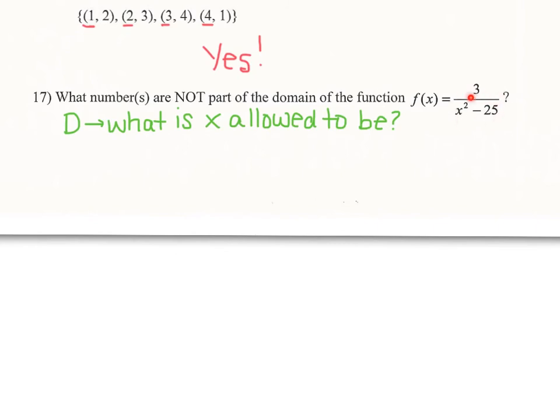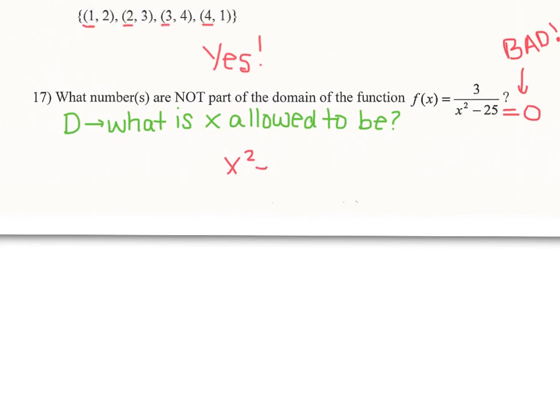X is located in the bottom of a fraction in this problem, and that bottom of the fraction cannot equal 0. Okay, so if it equals 0, that's bad. Actually, it's not allowed at all. Where's the bottom of my expression? There it is. So I want to think about what numbers would go in for x there that would make that equal to 0.